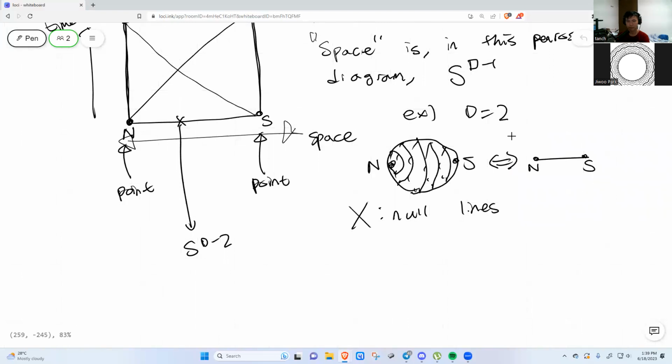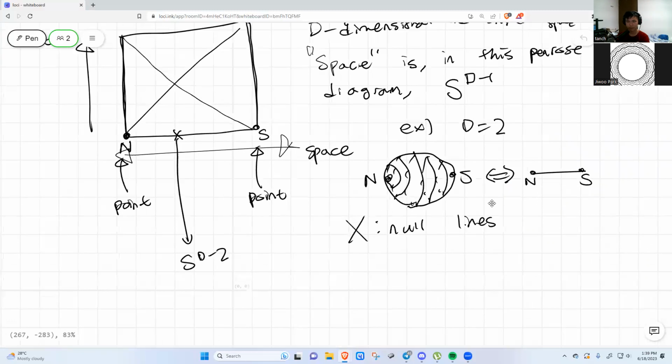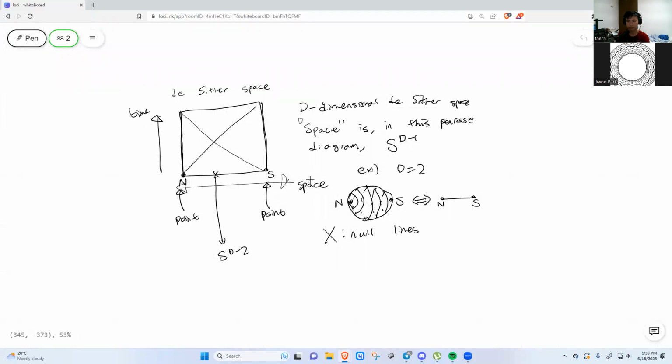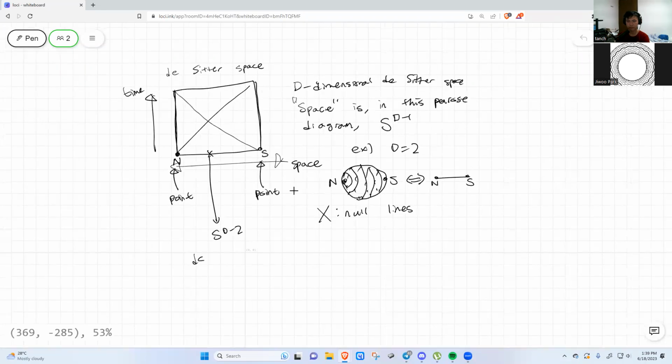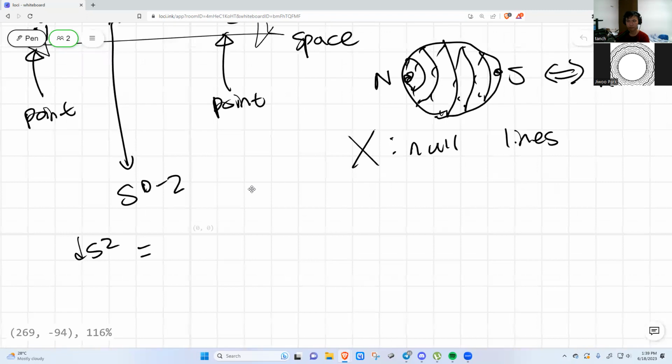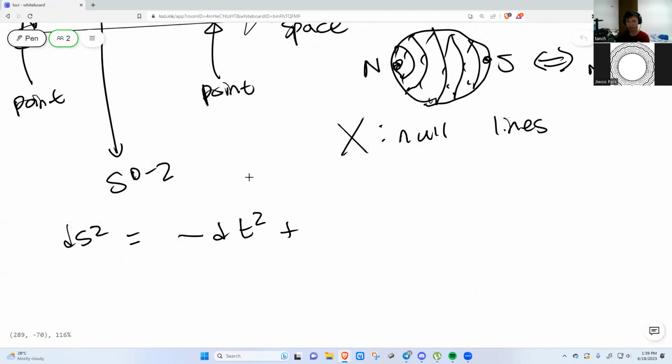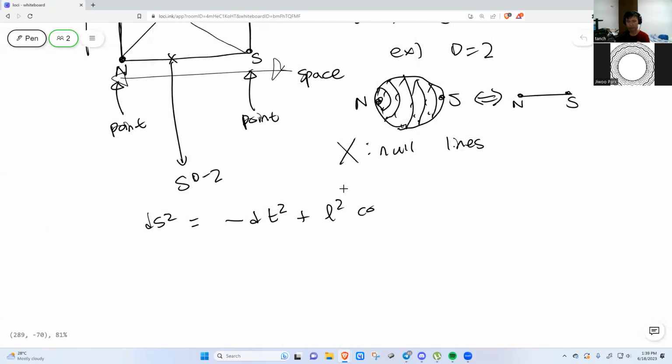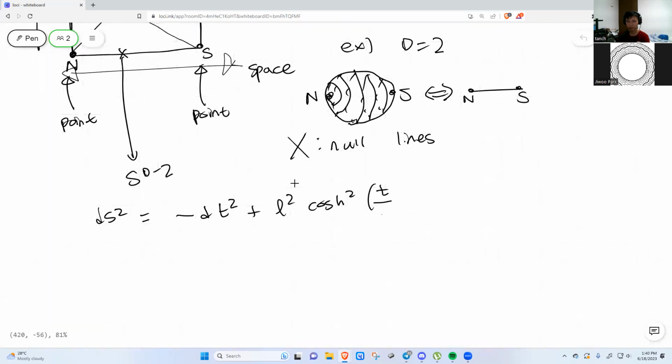The metric is ds squared equals minus dt squared plus L squared cosh squared(t/L) d omega squared, where d omega squared is on S^(d-1). This is the part that is basically S^(d-1), and this is the time coordinate.